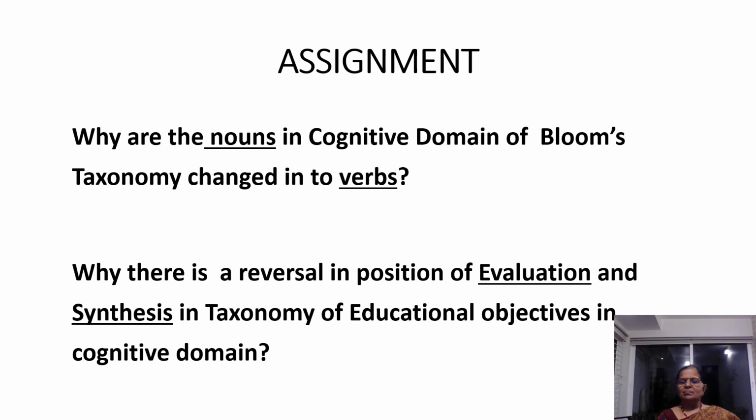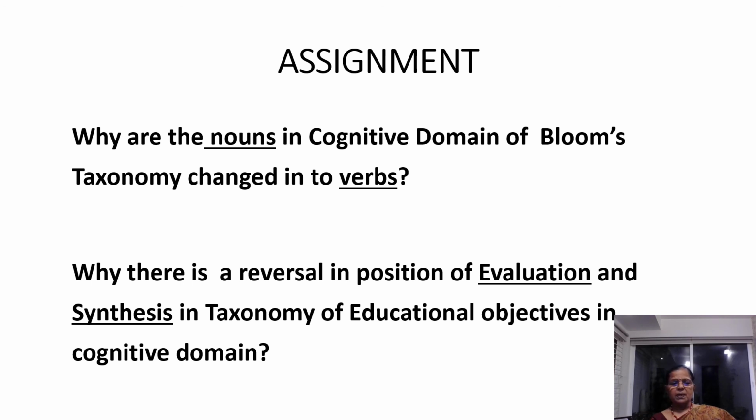And the second question is why there is a reversal in the position of evaluation and synthesis in the taxonomy of educational objectives in the cognitive domain. Again, in the cognitive domain, it is asking why there is a change in the position. I told you evaluation has come to occupy the next level, the 5th level, and synthesis goes to the topmost level. Why? What is the logic behind it? Yes. And give me your answer in the comment box. It is a time for you to think and act.